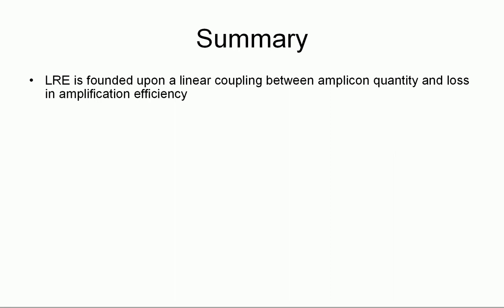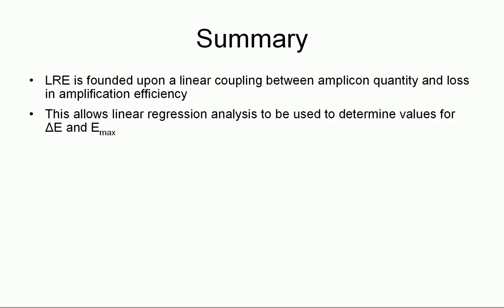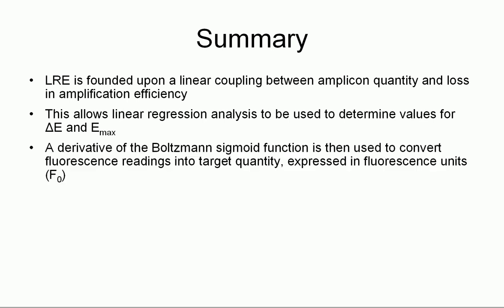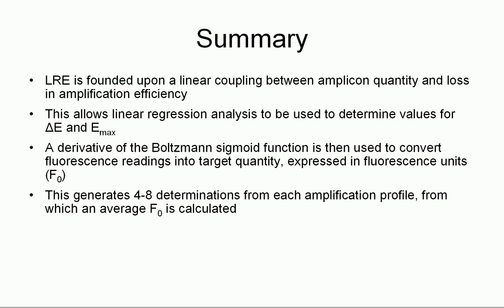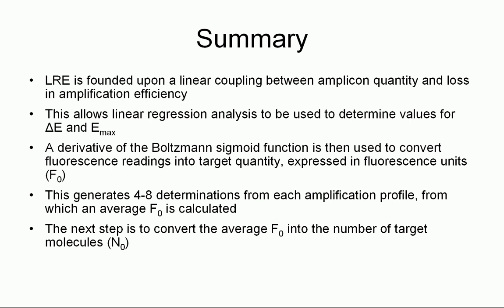To summarize, LRE is founded upon a linear coupling between amplicon quantity and loss in amplification efficiency. This allows linear regression analysis to be used to determine values for delta E from the slope and the maximal amplification efficiency from the y-intercept. A derivative of the Boltzmann sigmoid function is then used to convert fluorescence readings into target quantity, expressed in fluorescence units. This generates 4 to 8 determinations from each amplification profile, from which an average F0 is calculated. The next step is to convert the average F0 into the number of target molecules, which is the subject of the next presentation.